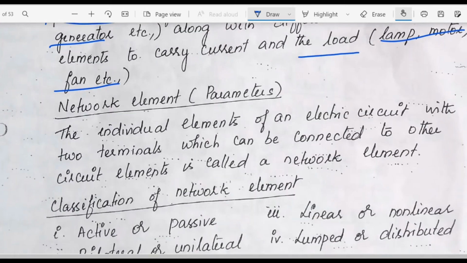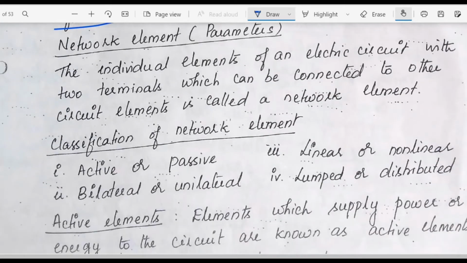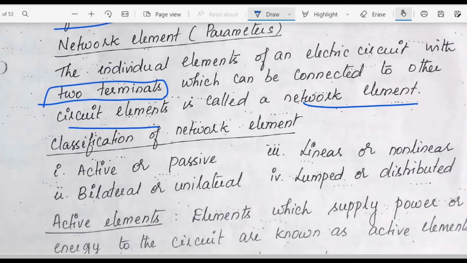The network elements, or network parameters, are the individual elements of an electric circuit with two terminals which can be connected to the circuit. Once again I will repeat, the individual elements of an electric circuit with two terminals which can be connected to the circuit elements are called network elements.